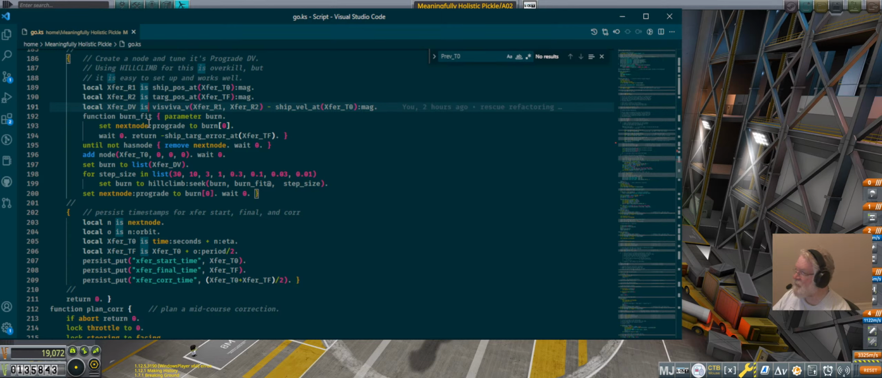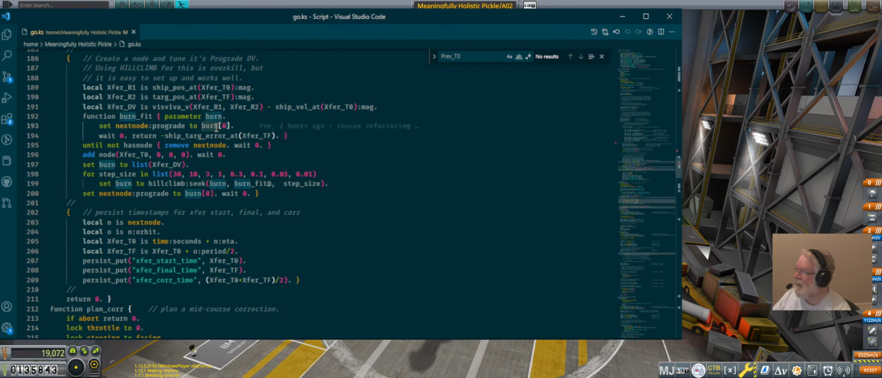So what's our fitness function? Well, our fitness function is going to take the first element of the burn vector and put it in the prograde delta V. So I am going to constrain this problem. We are not going to tune the time. We're only going to tune the prograde burn. So this is going to be an entirely prograde or retrograde burn. So it'll be prograde if we're rescuing something above us, and retrograde if we're rescuing someone below us. And we don't need to think about that because that's all baked into the sign. So we set our prograde burn, and then we wait.